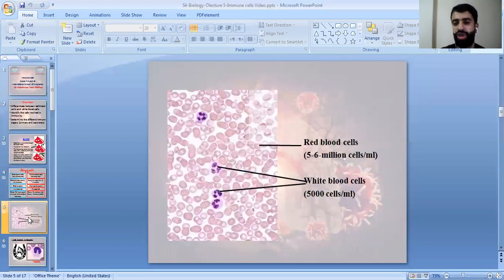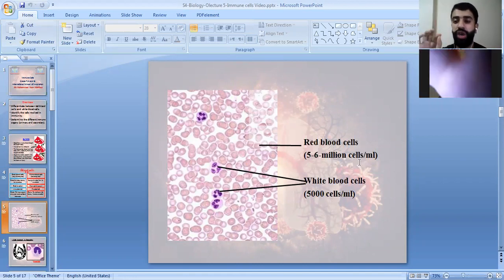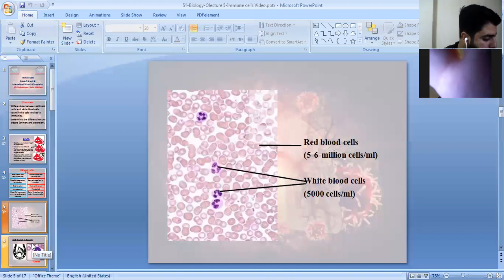This figure is called the blood smear, showing red blood cells and white blood cells. These are the red blood cells. They look red in color. There are about 5 to 6 million cells in every milliliter. So every milliliter contains 5 to 6 million red blood cells, while the white blood cells are about 5,000 cells per milliliter. So that is a difference of about 1,000 times. The red blood cells are higher in number.